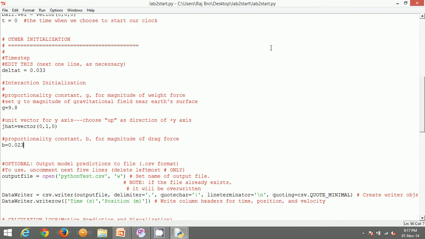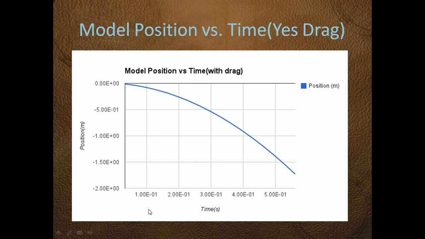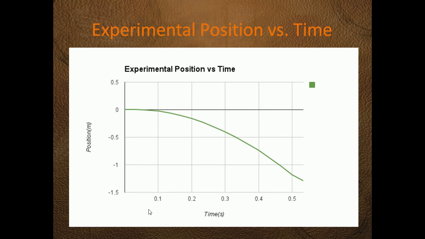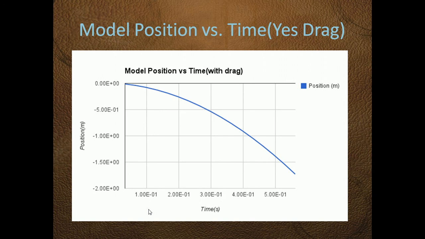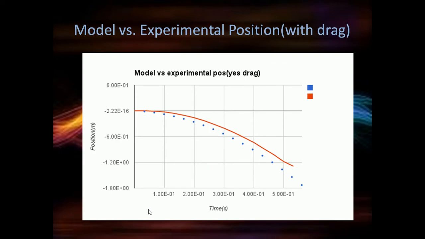Using the appropriate motion data from the python test.csv file, we can create this graph: the model position versus time graph of the object involving drag. Here is the experimental data graph from before. By combining the model position versus time graph and the experimental position versus time graph of the object involving drag, we get this graph, the model versus experimental position graph.